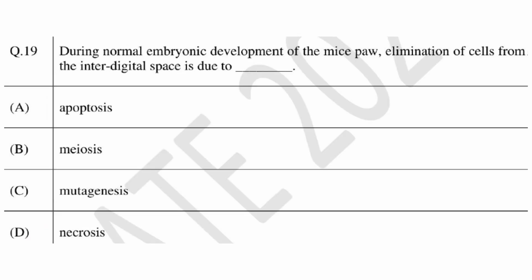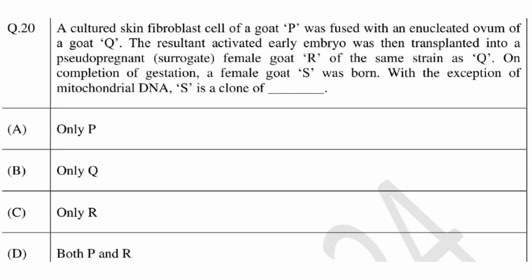Then next one. During normal embryonic development of the mice paw, elimination of cells from the interdigital space is due to. So it is due to the process called apoptosis or programmed cell death. And this programmed cell death helps shape the paw by removing the cells between the developing interdigits. So the answer here is apoptosis.